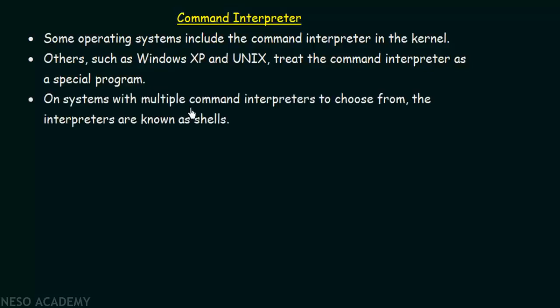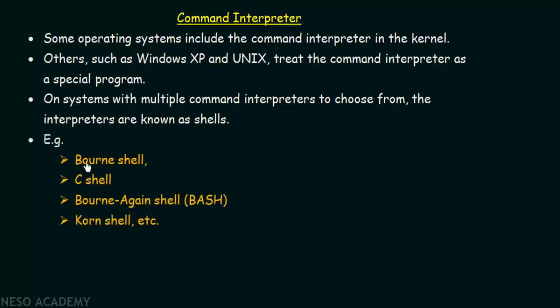Now, on some systems with multiple command interpreters to choose from, the interpreters are known as shells. On some systems, you may have multiple command interpreters from which you can choose, and the interpreters are known as shells. For example, you have the Bourne shell, the C shell, the Bourne Again shell, also known as bash, which you must have come across, and the Korn shell, etc. These are some examples of shells that you have.